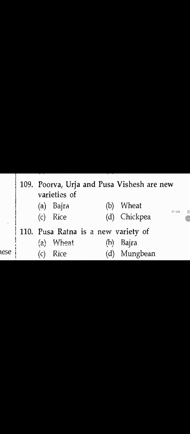Question number 106. Pusa 1088, Pusa 1103, and Pusa 1105 are new varieties of option A, chickpea. Question number 107. Pusa Charisma and Mahak are new varieties of option C, mustard. Question number 108. Pusa Arunima and Pusa Surya are new varieties of mango. Question number 109. Purva, Urja and Pusa Vishesh are new varieties of option B, wheat. Question number 110. Pusa Ratna is a new variety of option D, mung bean.